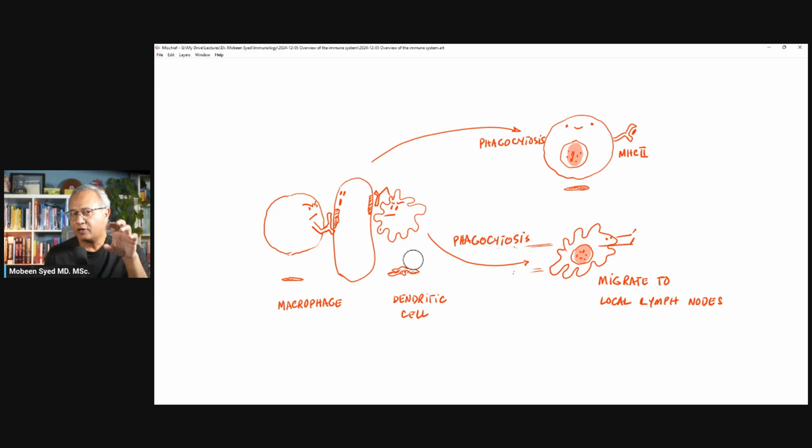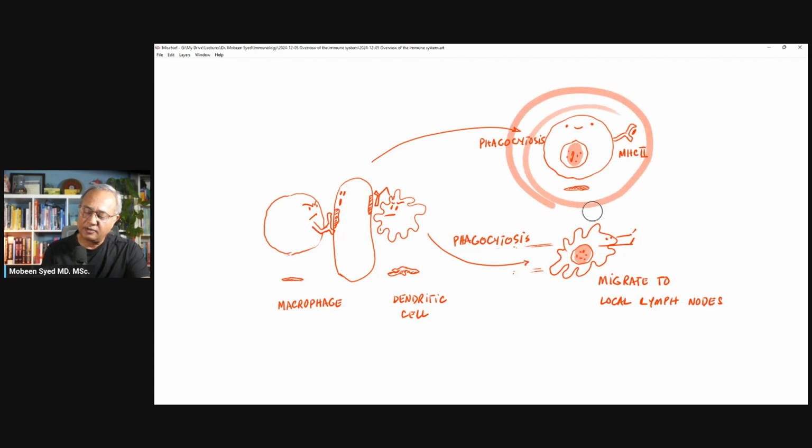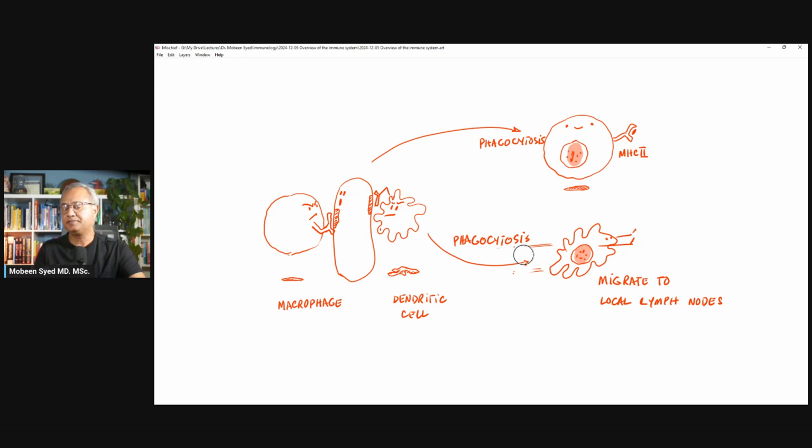Once a macrophage or a dendritic cell finds something offending, it will eat it up. It will phagocytose it. Phagocytose means to eat up something. So imagine that this is a macrophage. It has now eaten up that pathogen and internalized it. Once it has internalized it, it will then break it up into smaller pieces.